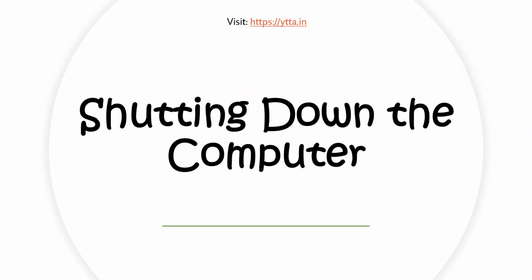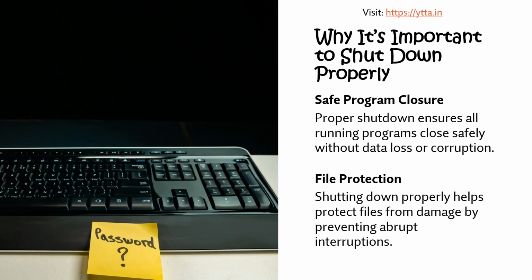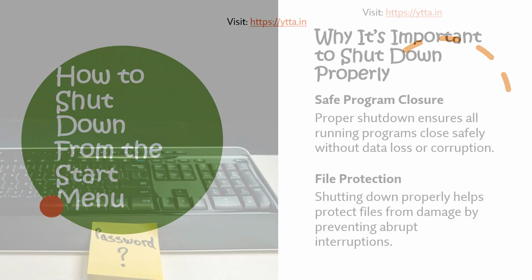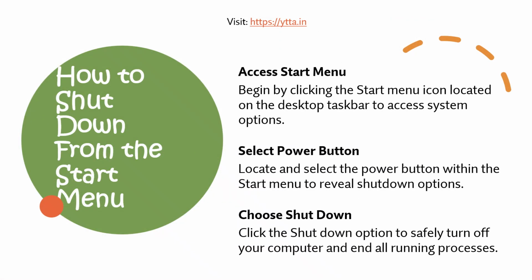Finally, we are on shutting down. Properly shutting down your computer helps keep it safe and saves your work. Let's learn why and how to do it. Shutting down closes all programs safely and helps you protect your files from damage. So it is very important to shut down the computer properly once you're done with all your tasks. Click the Start menu, select the power button, then click Shut down to turn off your computer safely.